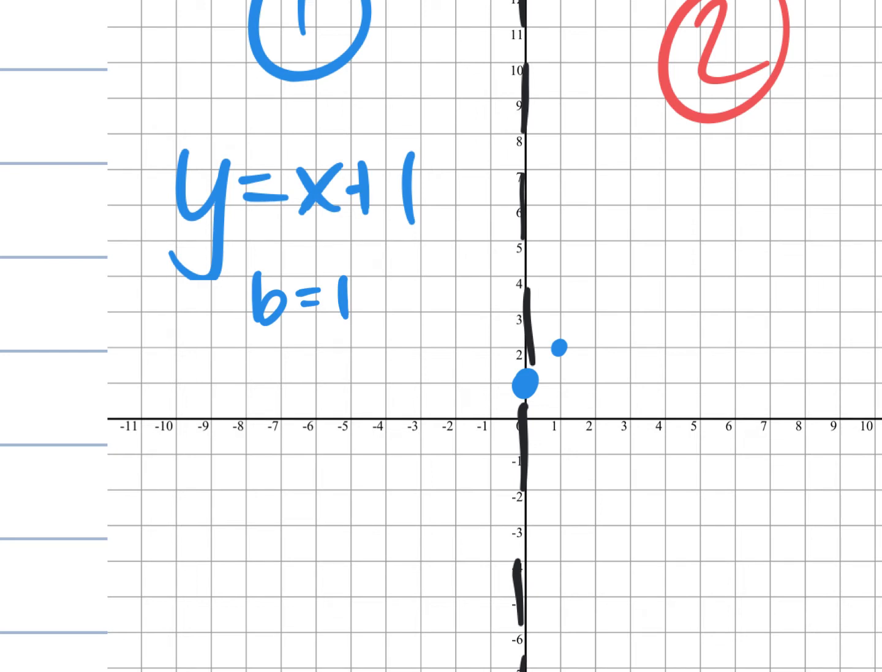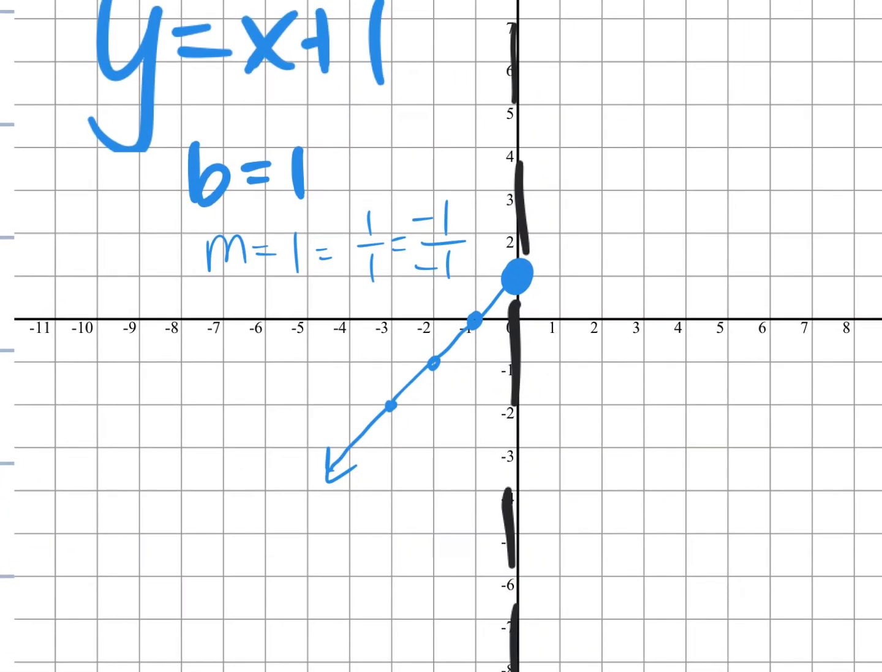So instead of doing up 1 to the right 1, our slope, do you guys agree, is 1? 1 is the same as 1 over 1, which is also the same as what? Negative 1 over negative 1. So we can go down 1 and to the left 1. Now, just as a reference, keep that point. Do you guys agree if I continued this line into piece number 2, it would cross through that point? Yeah. Okay, but you don't want that point there. So erase it. Open or closed circle for piece 1? Closed, so leave it.